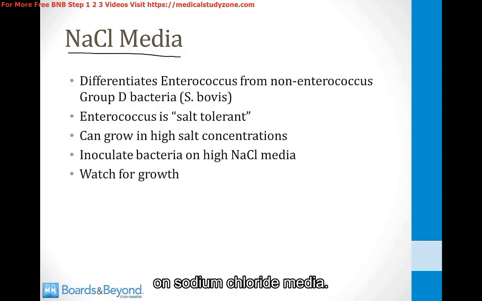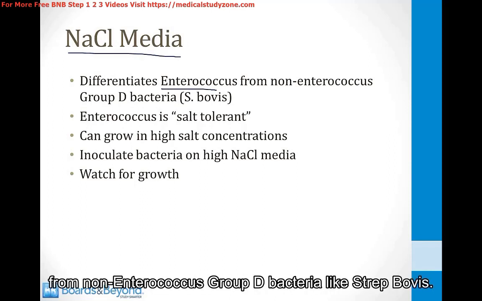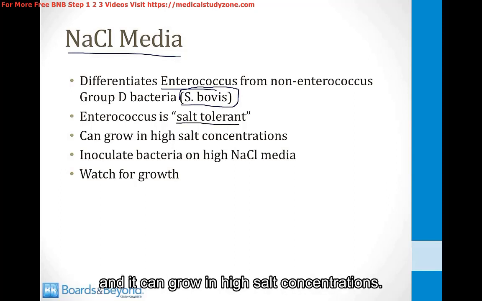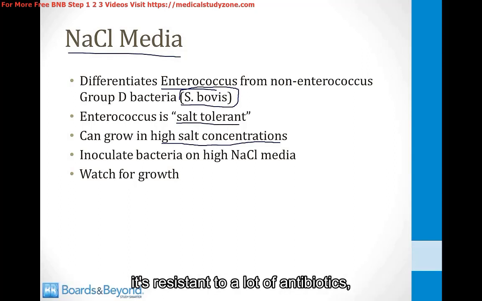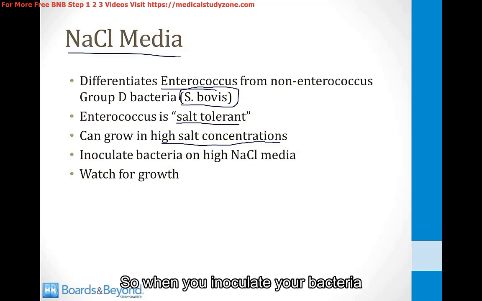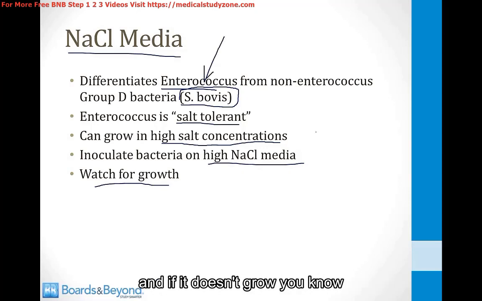Once you know you're dealing with a group D strep from the bile esculin test, you can plate it on sodium chloride media, and this will differentiate Enterococcus from non-Enterococcus group D bacteria like strep bovis. So Enterococcus is what we call salt tolerant, and it can grow in high salt concentrations. I just think of Enterococcus as a very tough bacteria. It's resistant to a lot of antibiotics, and it also can grow in high salt concentrations. So when you inoculate your bacteria in a high sodium chloride media, you then watch for growth, and if it grows, you know you've got Enterococcus, and if it doesn't grow, you know you're dealing with strep bovis.